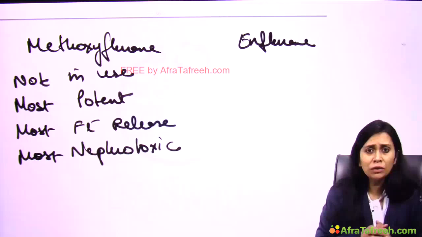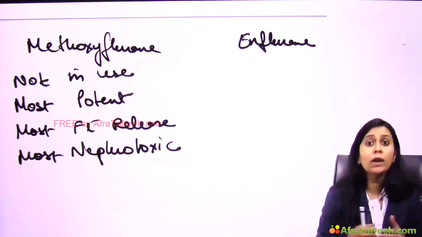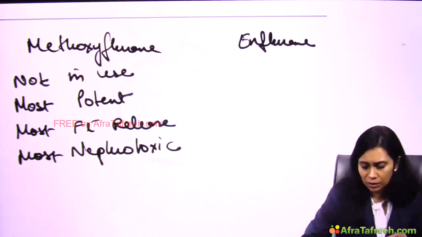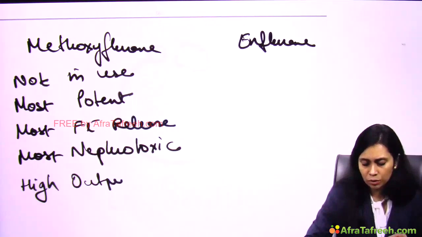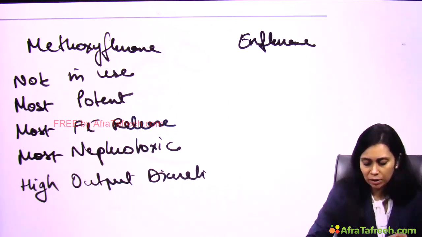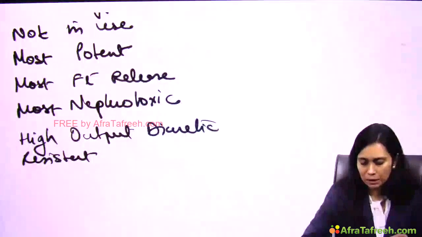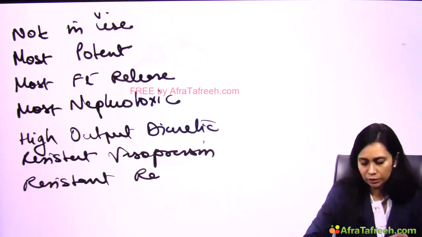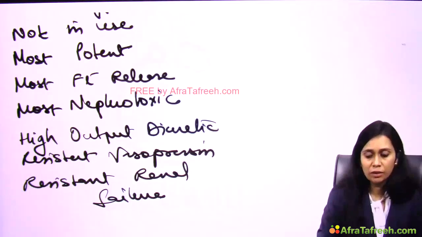Actually, it doesn't produce a renal failure of oliguric or anuric type. It produces a polyuric type of renal failure, in which there is no sense of giving a diuretic, right? So it produces high output, that is polyuric type, diuretic resistant, vasopressin resistant renal failure, right? High output, diuretic resistant, vasopressin resistant renal failure.